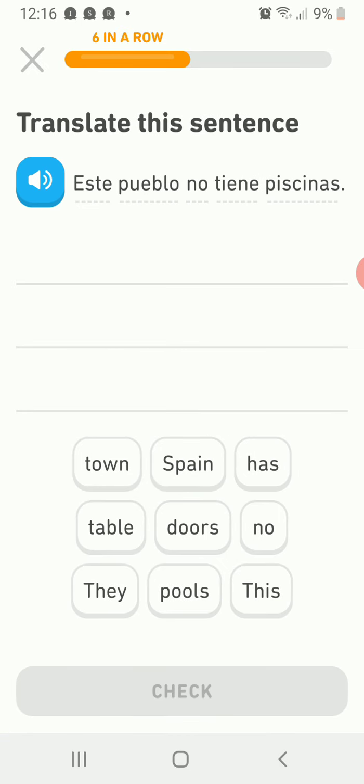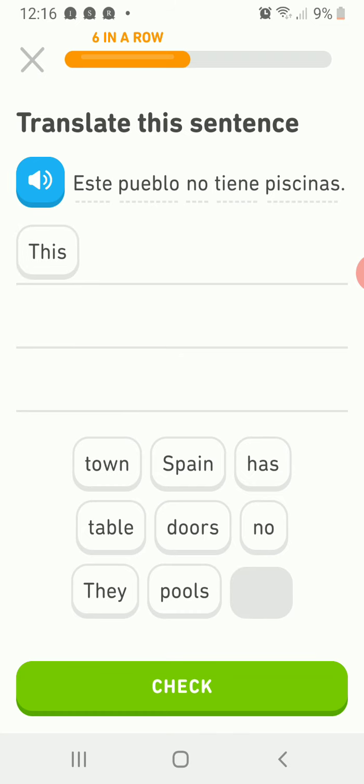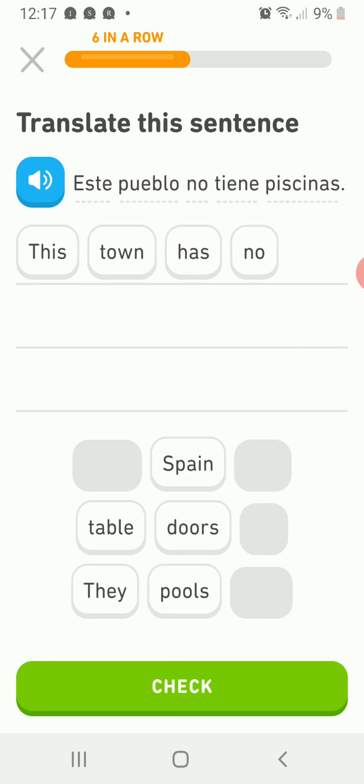Este pueblo no tiene piscinas. So este is that, or this. This town no tiene, has no pools.